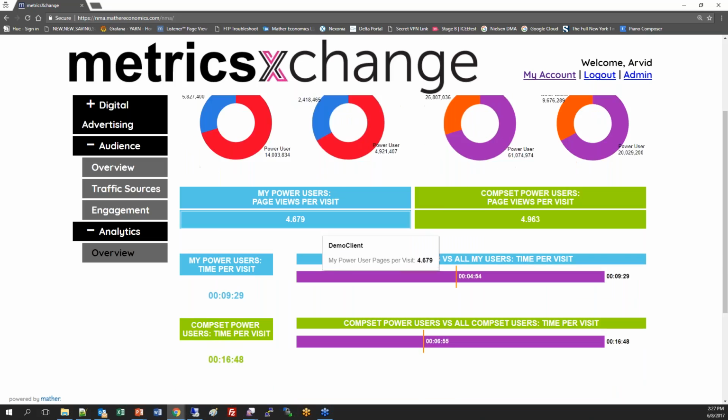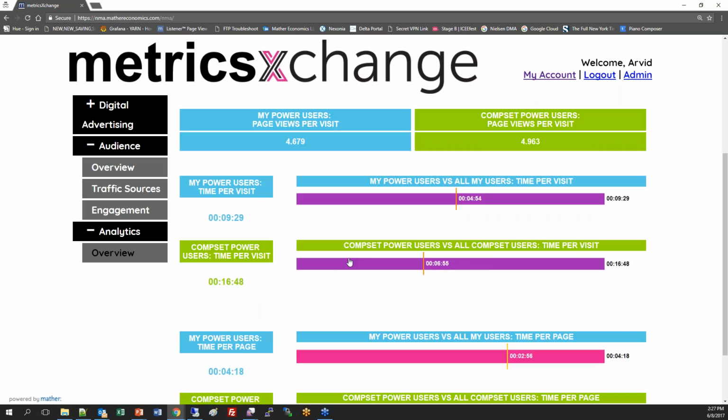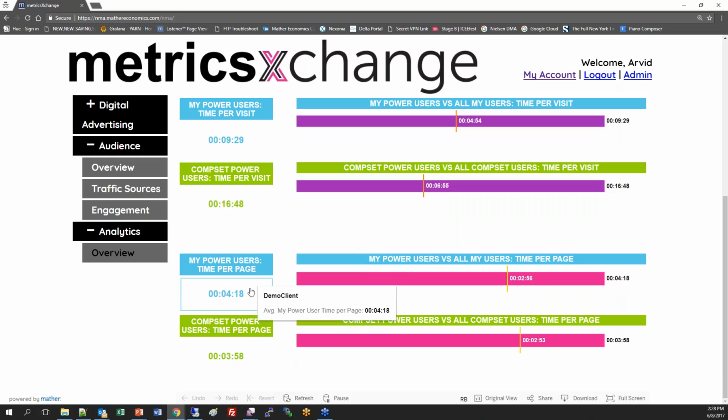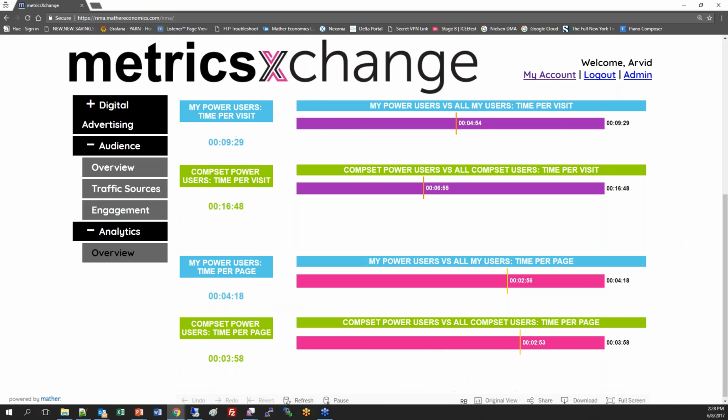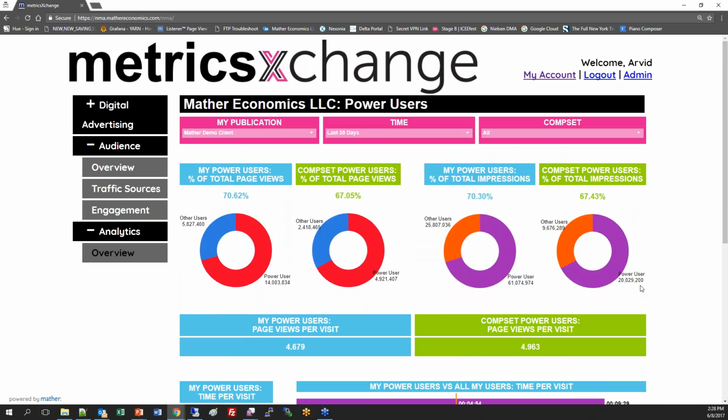We can also see some metrics about them. On average, the power users generate almost 5 pages per visit. They spend, for me at least, almost 9.5 minutes on site. That's still a bit lower than the average, which is about 16.5 minutes, or almost 17 minutes for those power users. And lastly, in terms of time per page, it's 4 minutes for me versus almost 4 minutes for the ComSet. So it's just a way to compare that loyal core audience and see how you stack up on that front.